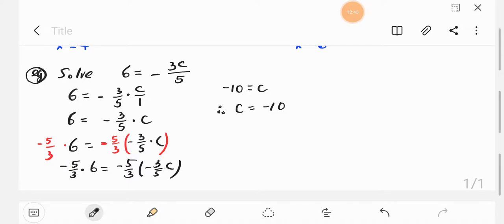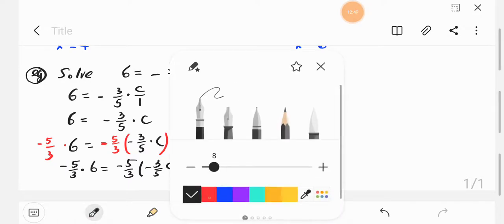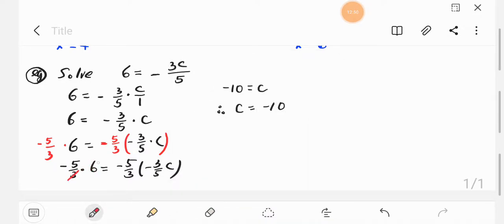C, right? So you can reduce this one. So 6 divided by 3 is 2, right? 3 divided by 3 is 1. And then multiply 5 and 2 is 10, so negative 10. And this one cancels out, and negative becomes positive.